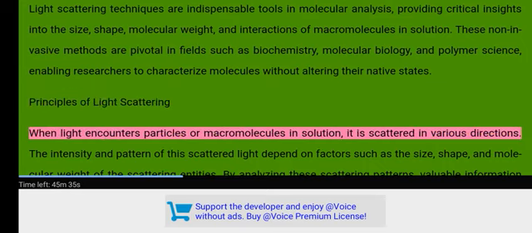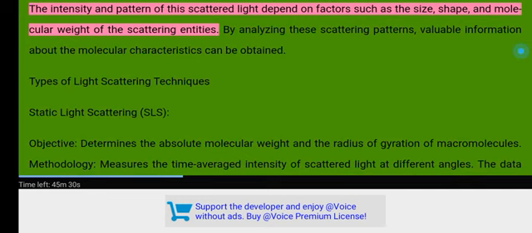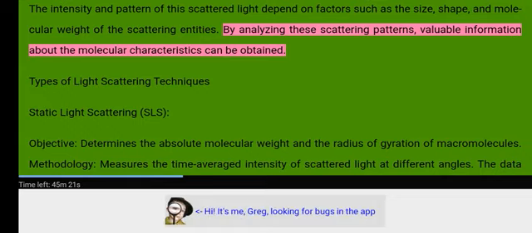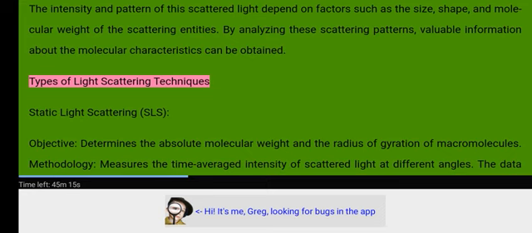Principles of light scattering. When light encounters particles or macromolecules in solution, it is scattered in various directions. The intensity and pattern of this scattered light depend on factors such as the size, shape, and molecular weight of the scattering entities. By analyzing these scattering patterns, valuable information about the molecular characteristics can be obtained. Types of light scattering techniques.